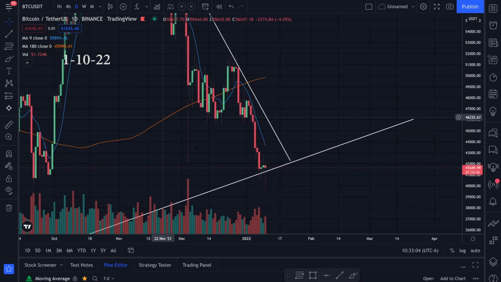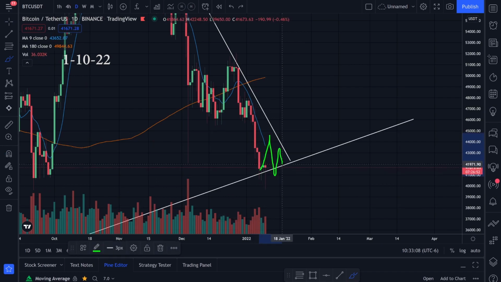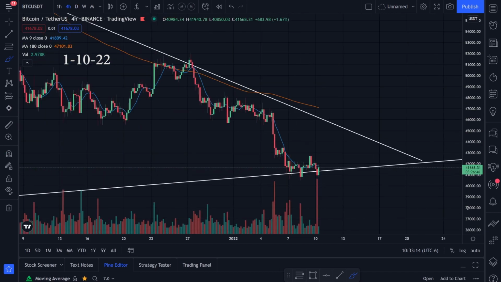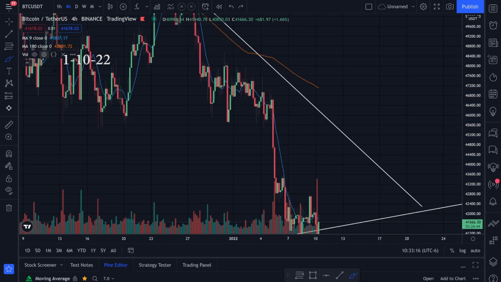It does look like we're holding support right here, but I'm wondering if maybe we're going to be bouncing something like that. We already kind of got a little bounce up and then kind of came back down. It's already been a little bit volatile. It hasn't been moving that far up and down.